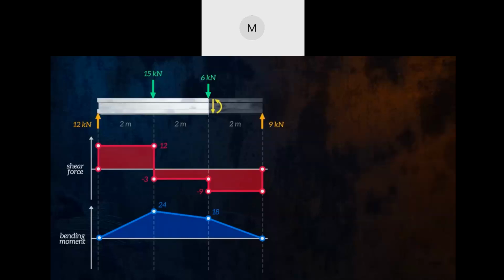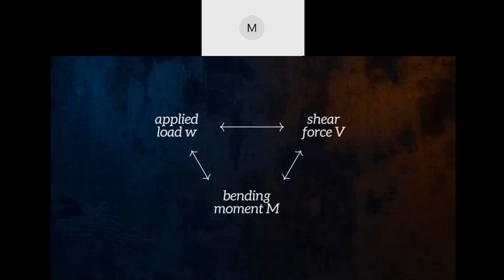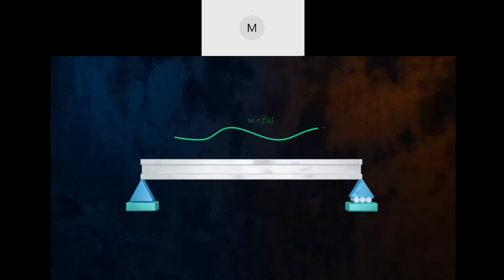That example was a fairly simple one. For cases with more complex loading, drawing the shear force and bending moment diagrams can be more difficult. There are relationships between the applied loads, shear forces, and bending moments, which will help us better understand what our diagram should look like. Let's consider a beam loaded by an arbitrary distributed force.